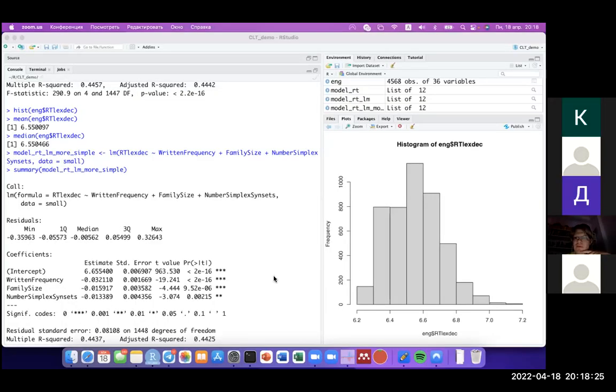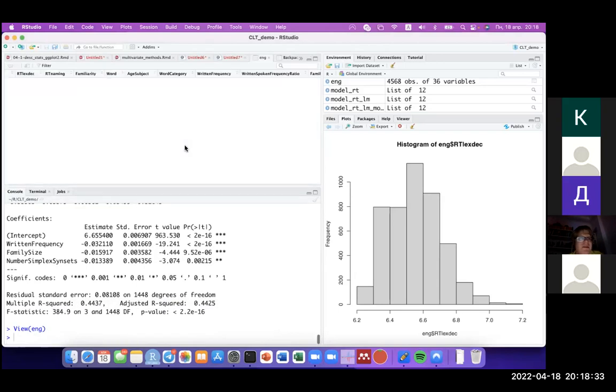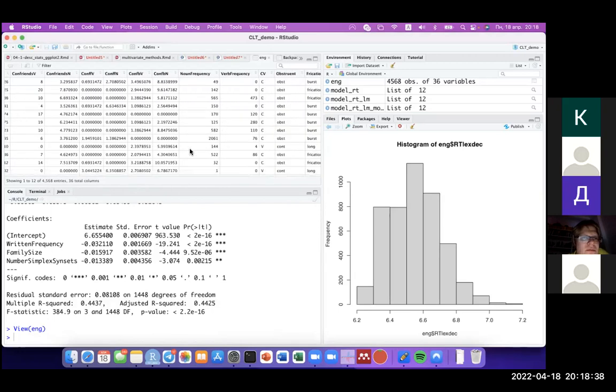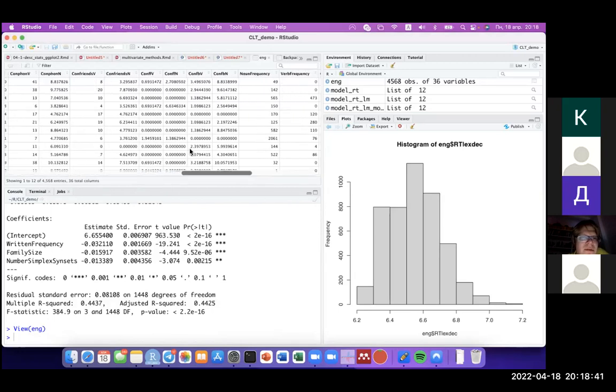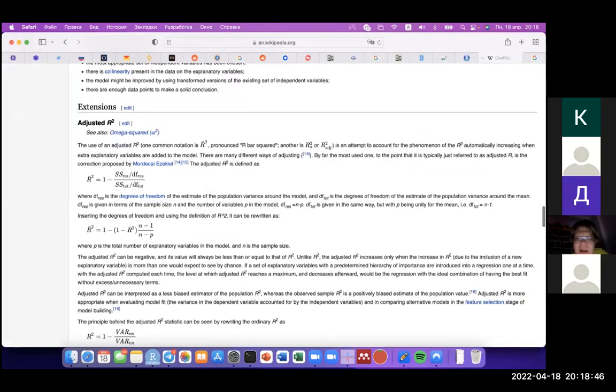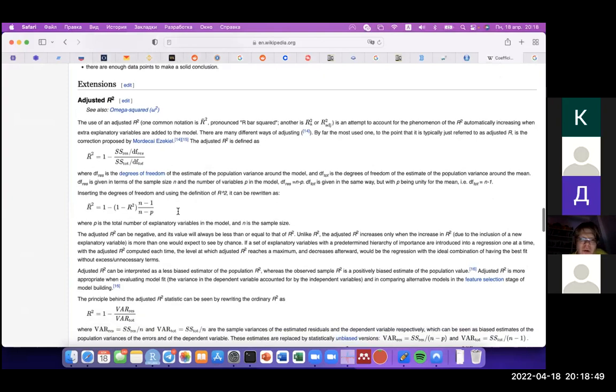So maybe if we add some additional parameter, I know which one to add here. Let's add something. Okay, I see. I just don't understand what adjusted R squared is. Adjusted R squared is the same as R squared, but it's punished for having too many predictors. But we can just put a dot after the tilde to use all the predictors.